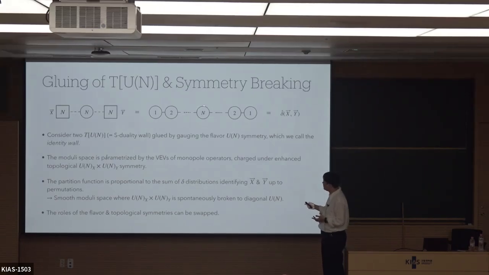Here I combine two T[U(N)] by gauging the common flavor symmetry, but we can also gauge the topological symmetry instead of the flavor symmetry. In that case, their roles are swapped. So you can either gauge the flavor symmetry to construct this theory, or construct another theory where you gauge the enhanced topological symmetry of the two T[U(N)] tails, which is non-Lagrangian, of course, because you gauge the emergent symmetry, but the relations still hold. The partition function of that theory is also proportional to delta, and we expect that the moduli space should be smooth.